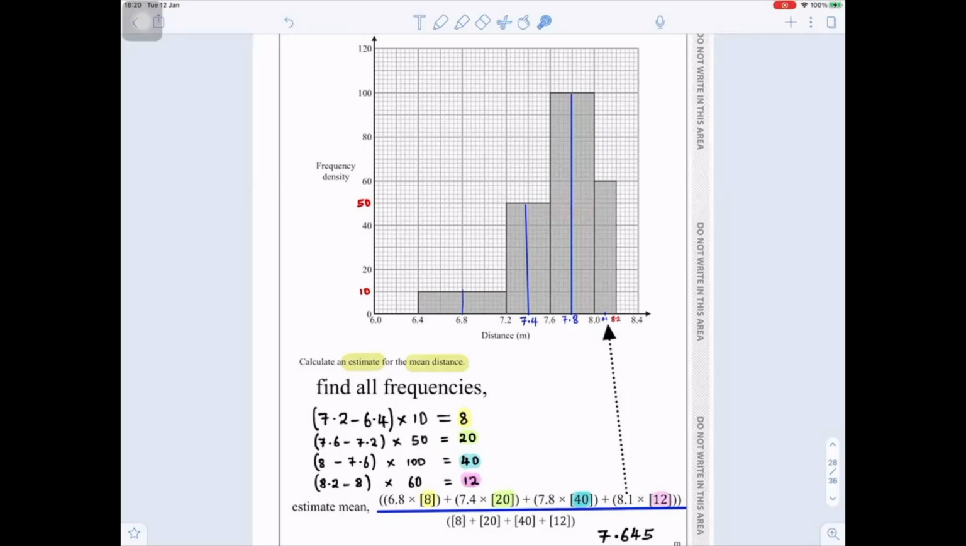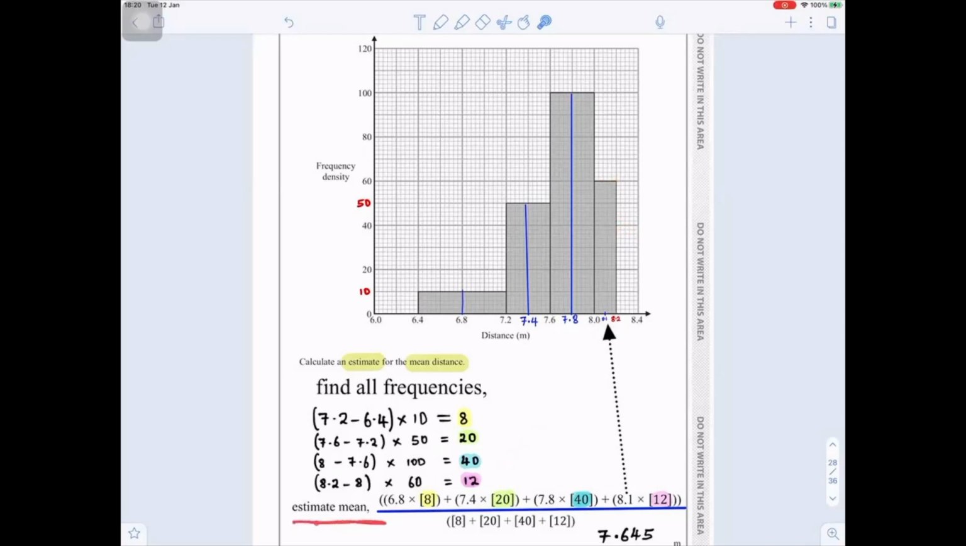The next one is between 8.0 and 8.4. No, it is 8.2. So that's 8.2 minus 8, times the height, which is 60. Multiply that by 60, and it gives you 12.